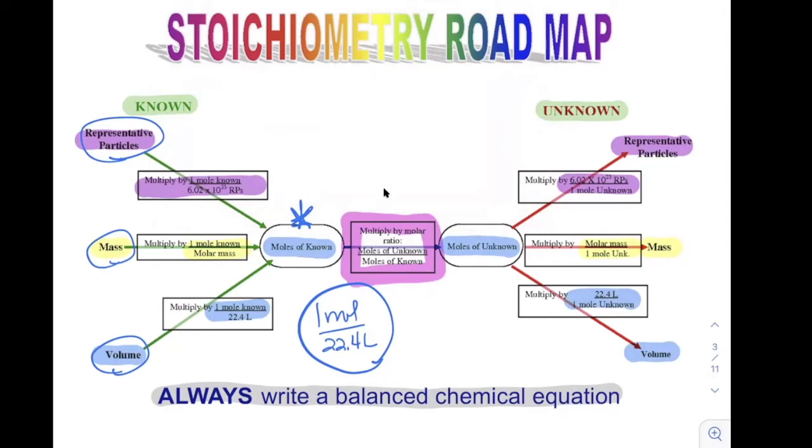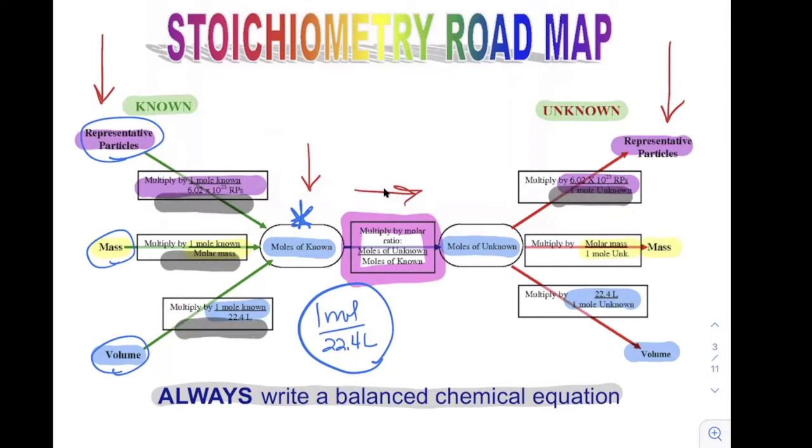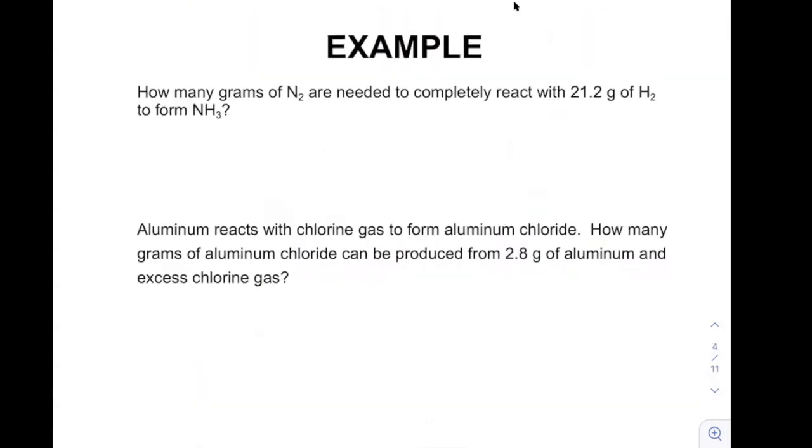So again, I just want to reiterate, we can start with particles, mass, or volume. We go to moles. We use our mole to mole conversion, and then we have moles of another substance. And from there, then we can go to particles, mass, or volume. There's more details than I gave because in each of the boxes, it tells us whether we have to divide or multiply by our molar mass, Avogadro's number, or 22.4. You can peek at that as well. And so what I want to do first, like I promised, is show you some examples.